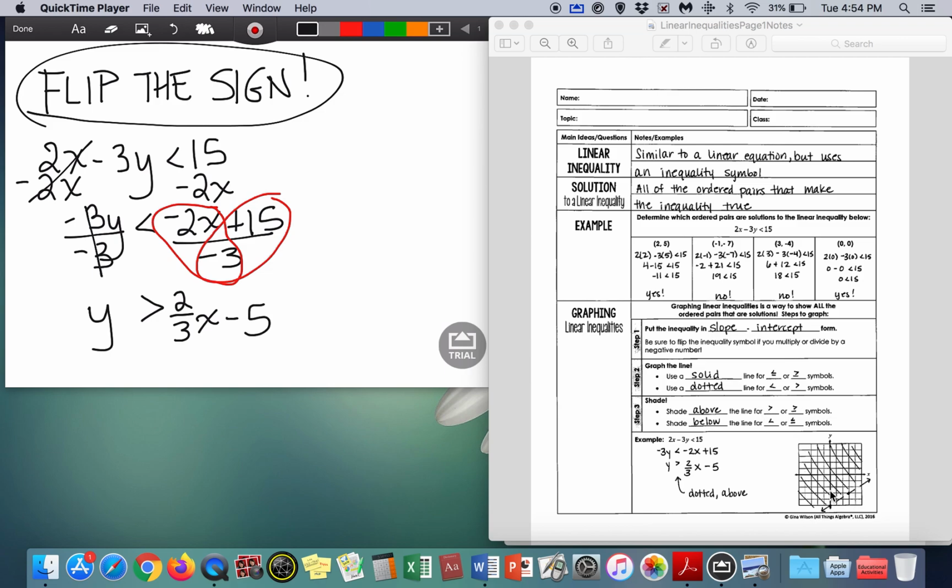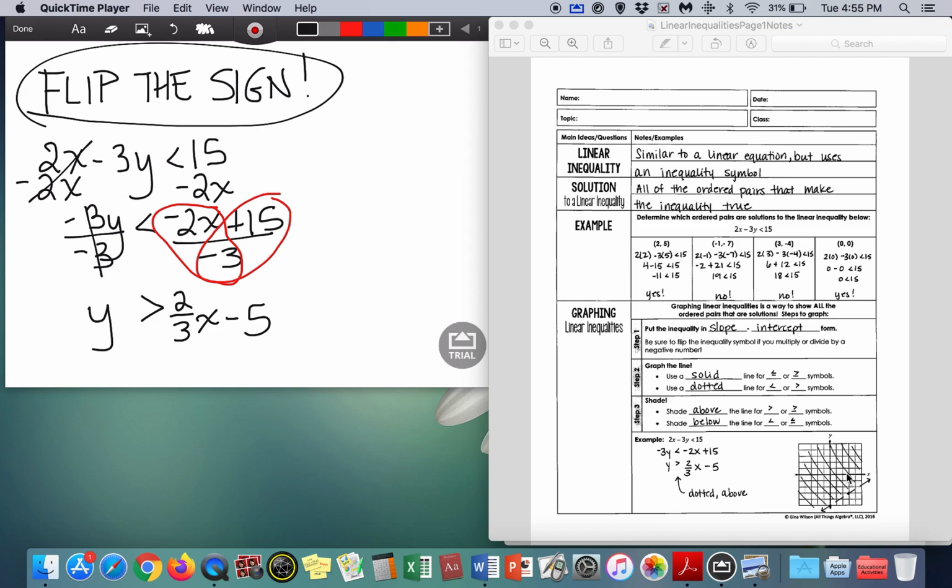So if you take a look at this graph, it starts at negative 5. So 1, 2, 3, 4, 5. Here's where it starts. And the slope is positive 2/3. So that's up 2 and over 3, up 2 and over 3. And this is a dashed line because the sign, like we see here, less than or greater than, will be the dotted or dashed line. It has to have the or equal to part to be a solid line.